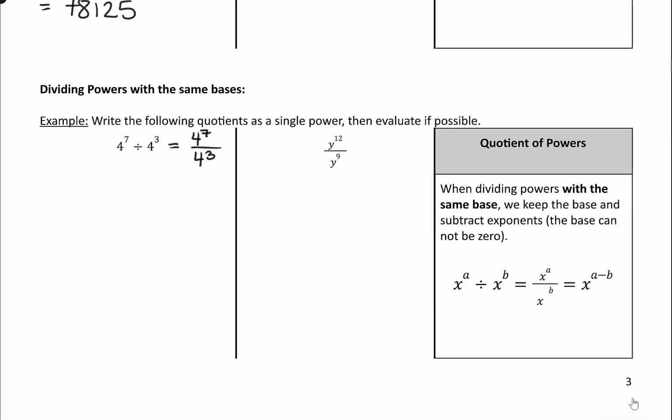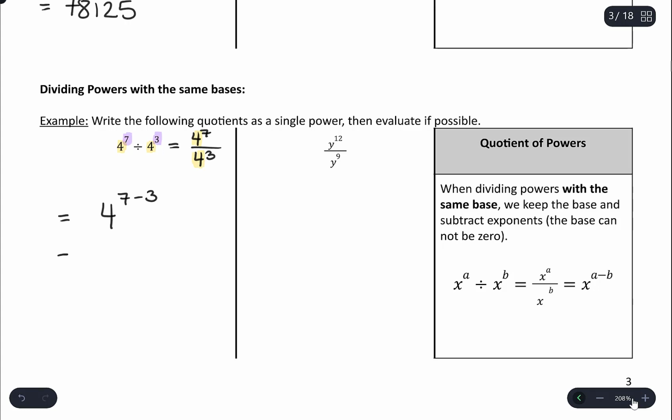So it said, keep the bases the same. My base is 4. In both cases, here I have that 4 as my base. All right, so I keep the base 4 and I subtract my exponents. I'm always going to subtract 7 minus 3, so the second one away from the first one. So 7 minus 3, that's 4. So I have 4 to the exponent 4.